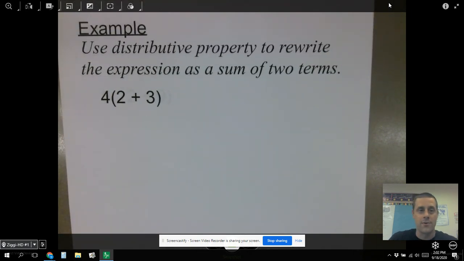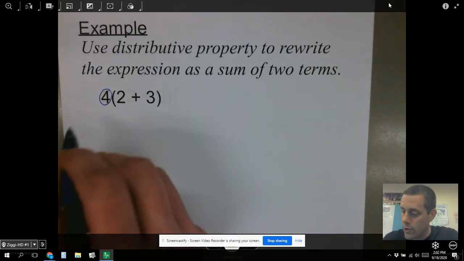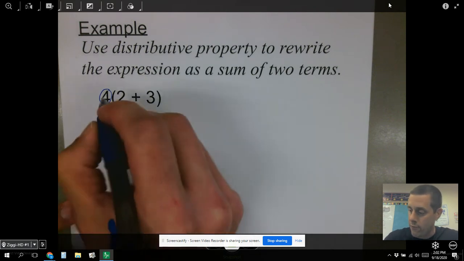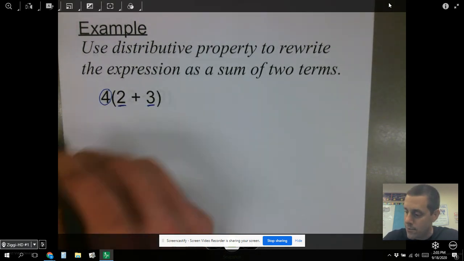Our first example says use the distributive property to rewrite the expression as a sum of two terms. Now, our goal is not to simplify this to get an answer. All we want to do is generate an equivalent expression by using the distributive property. We're going to start with our coefficient 4, and we are going to distribute that 4 to each term, 2 and 3, inside of the parentheses.